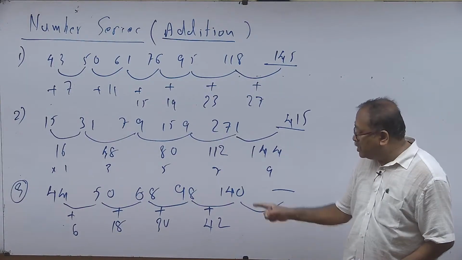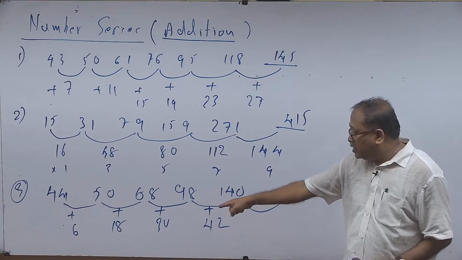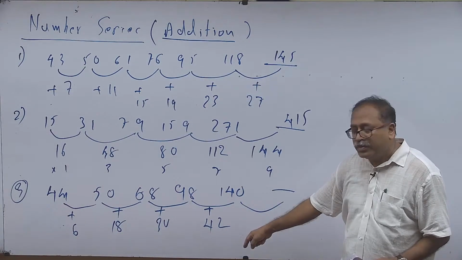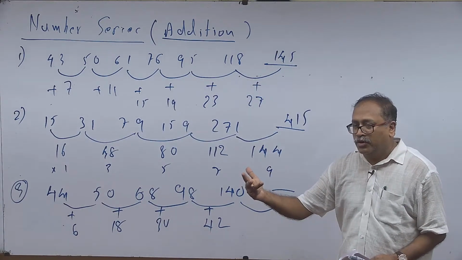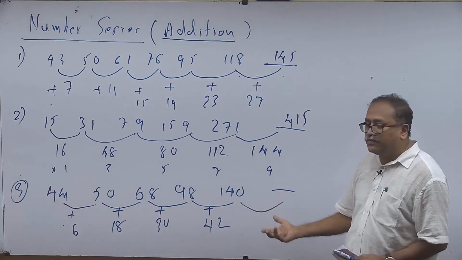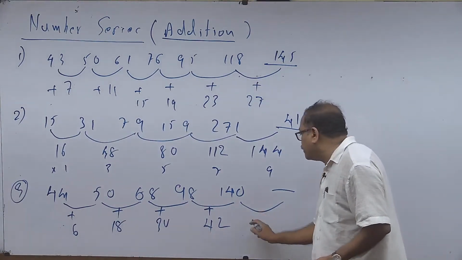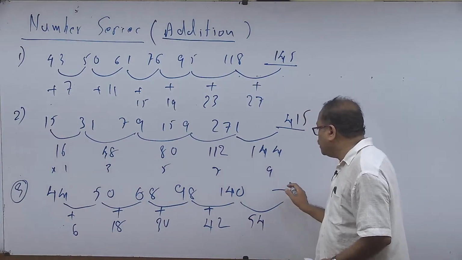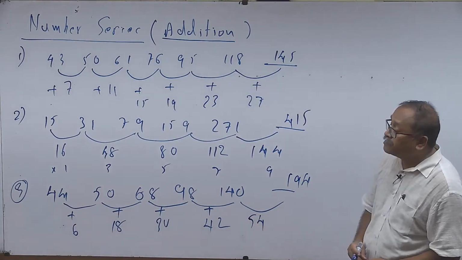So what is happening over here? All are 6 multiples. 6 1, 6 3, 6 5, 6 7. So 1, 3, 5, 7. It's an odd number, not a prime number. So after 7 it should be 9. 6 9 is 54. Simply add 54 to this number in order to get the answer. That is 194.